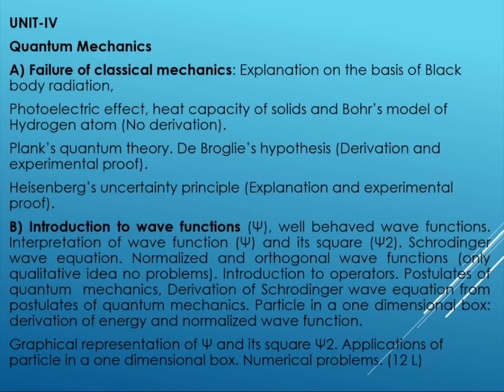And the last unit is quantum mechanics. This quantum mechanics is divided into two parts. The first part is the failure of classical mechanics, and the second part is the introduction to wave functions. So in this way, your entire syllabus is divided into 4 units. The first 3 units are from electrochemistry, that is electrochemistry part 1, part 2, part 3, and the last unit is from quantum mechanics.